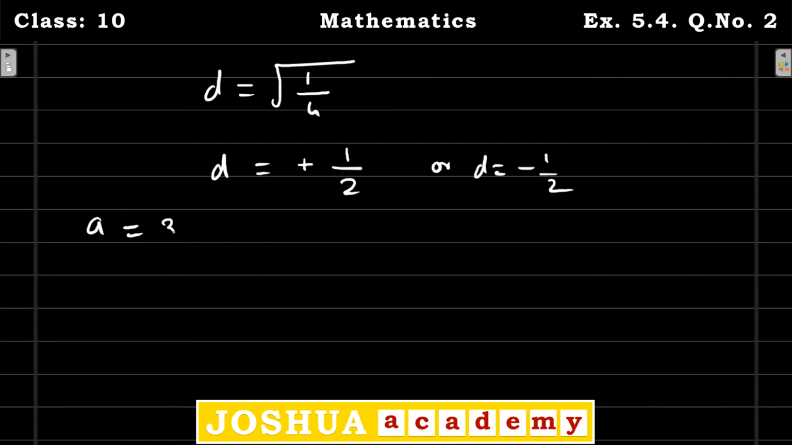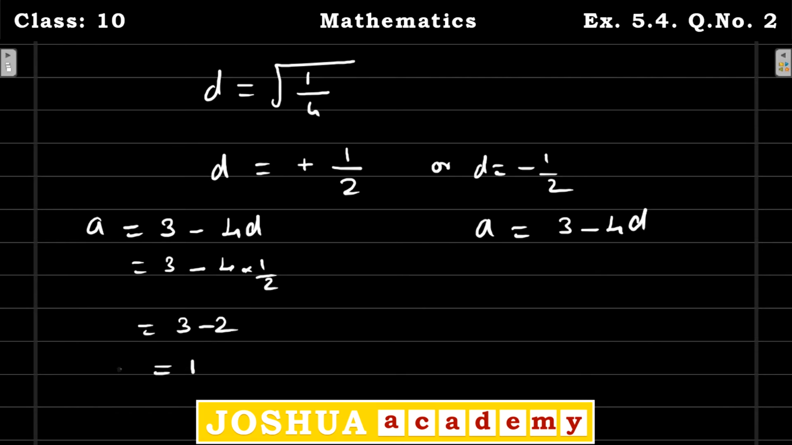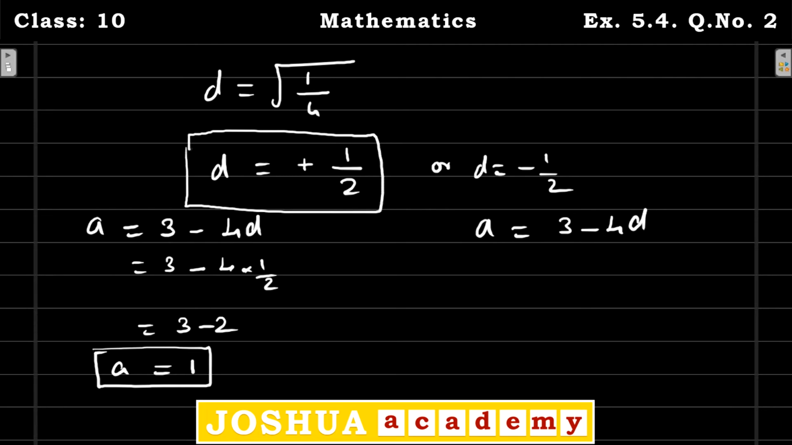So a is equal to 3 minus 4d. In the first case, 3 minus 4 into 1 by 2, that is equal to 3 minus 2, that is equal to 1. So when d is equal to plus 1 by 2, I have the value of a equal to 1. So when d is equal to minus 1 by 2, what will be the value of a? It is equal to 3 minus 4 into minus 1 by 2.